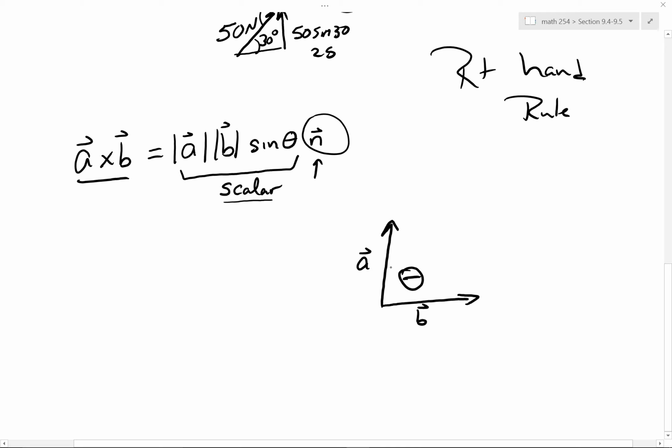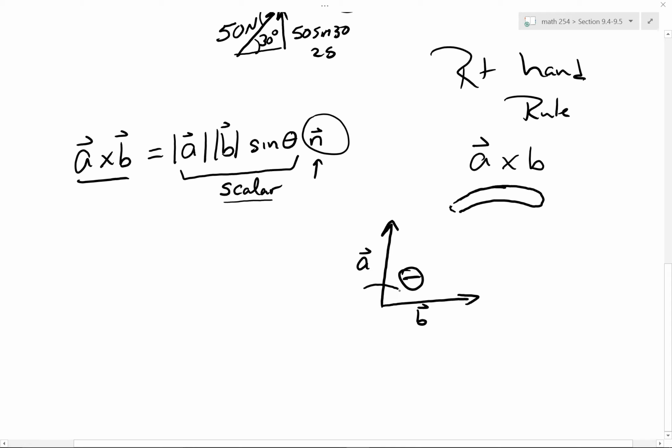Now, the way I have it drawn, since A and B are both in my tablet here on the page, N is either going to be going straight into the page or straight up out of the page. That's all it can be. But the question is, which way is it? To find that out, you use the fingers on your right hand. And since it's A cross B, you cross the A vector first and then the B vector like so with your right hand.